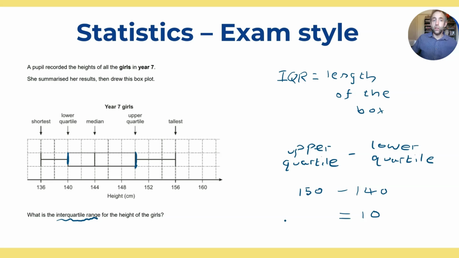So your range is the difference between the biggest and the smallest, but your interquartile range is the length of your box. And the clue is in the name quartile. You need to make sure that you're finding the difference of your quartiles and not just the entire thing.